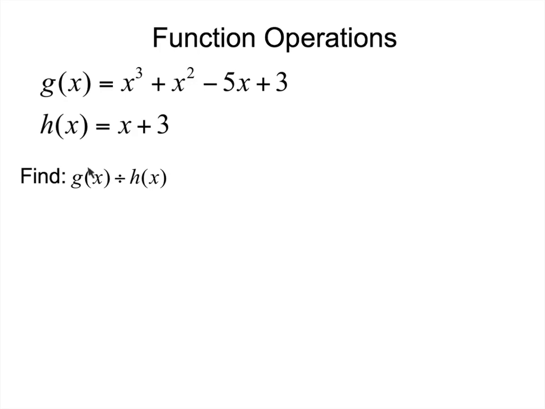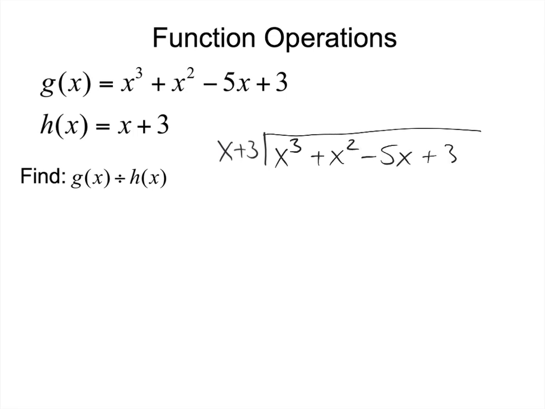Alrighty, we are going to take g and divide by h, and we're going to do it with long division. So to do that, I'm going to take h as the outside of my long division bar, and g is what goes inside, because we do g divided by h. So what goes inside is x cubed plus x squared minus 5x plus 3. So this is g divided by h.